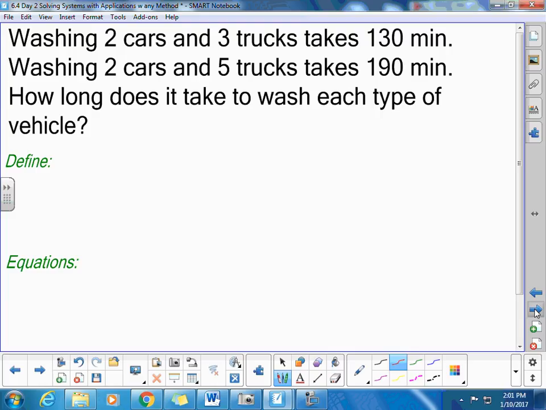All right, washing 2 cars and 3 trucks takes 130 minutes. Washing 2 cars and 5 trucks takes 190 minutes. How long does it take to wash each type of vehicle? So we have 2 equations, and we have cars and trucks. So let's make it easy. C equals cars, T equals trucks.